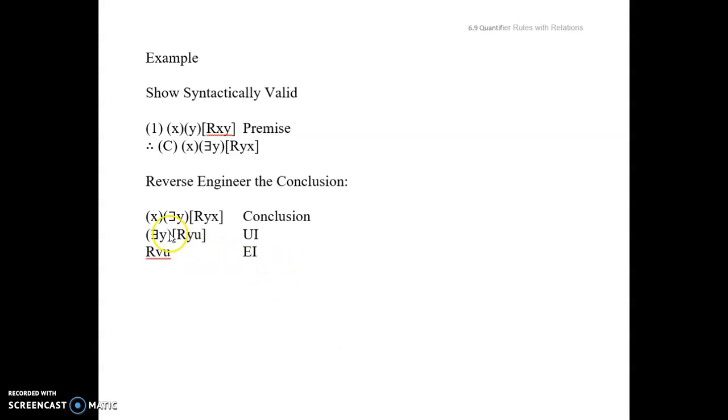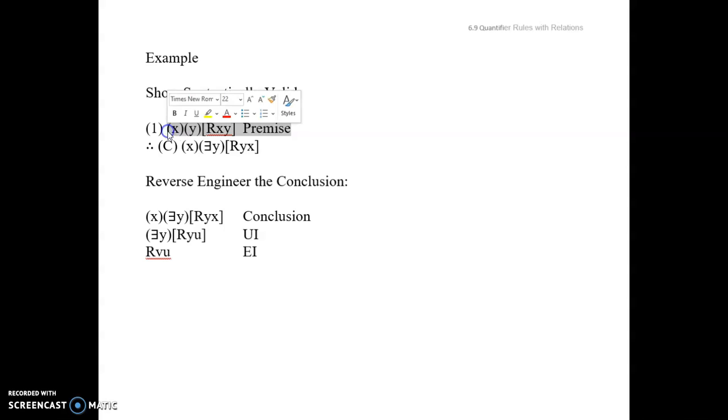Okay, hopefully you were able to get it, but you know the x occurs here, and so we're going to use the universal on that because we know we're going to want to universally generalize at some point in the conclusion. So we want this to be a u, and then we're left with ∃y Ryu, and if we existentially instantiate that, then we've got the Rvu. So we're looking for a construction like this from the premise.